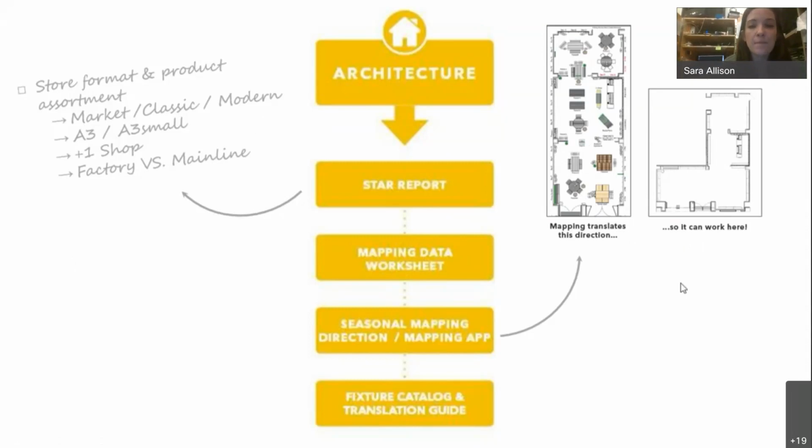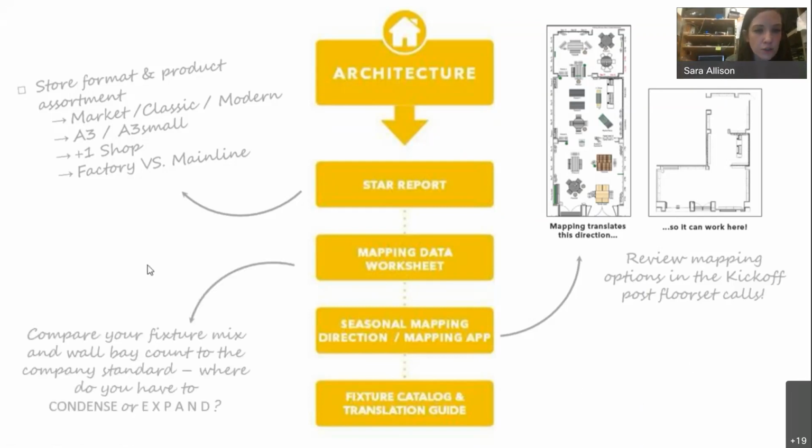And then we also have our fixture catalog and translation guide, which can help you understand all the fixtures that you own in your assortment. Those are available in the Zipline library if you ever want to go in and check out all the market design fixtures and what they look like in use and what the understocking capabilities are. All of those are in our fixture props and fixture catalogs that are in the Zipline library.